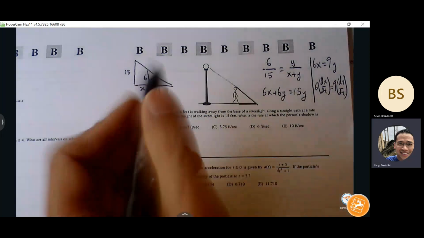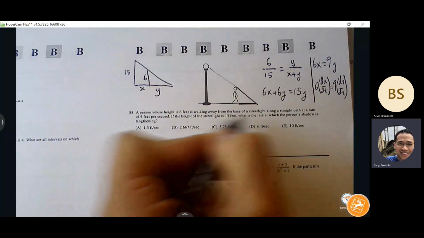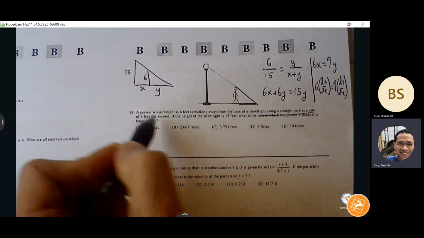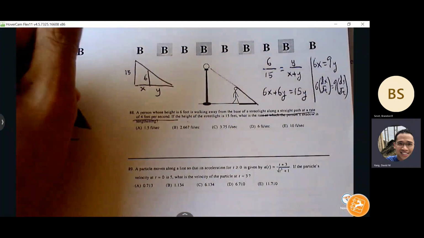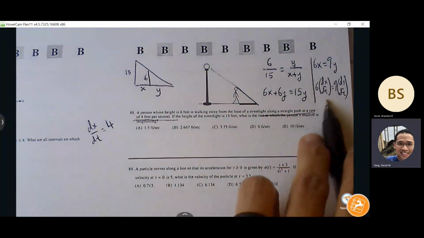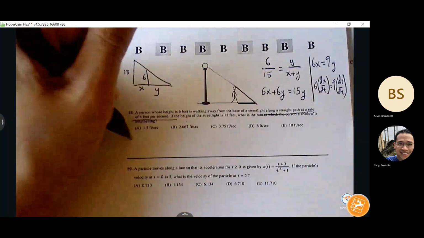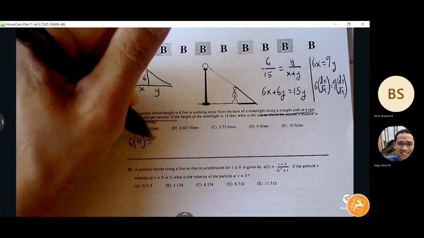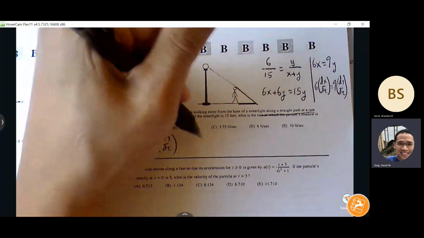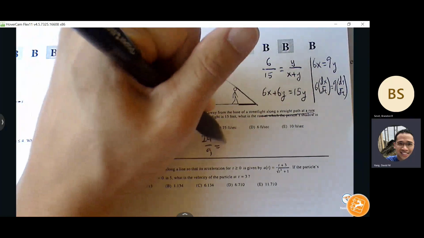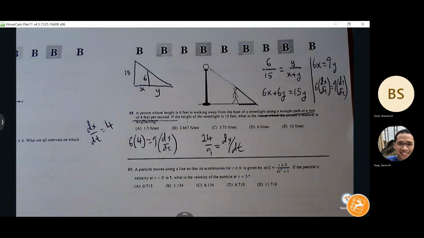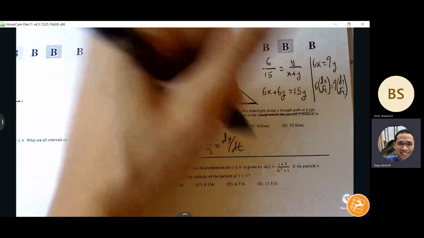So we see that the person is walking away at a rate of 4 feet per second. So you know that dx/dt is positive 4. So plug 4 in for dx/dt and you solve for dy/dt. So 24 over 9, it'll be your dy/dt, which is 2.667.